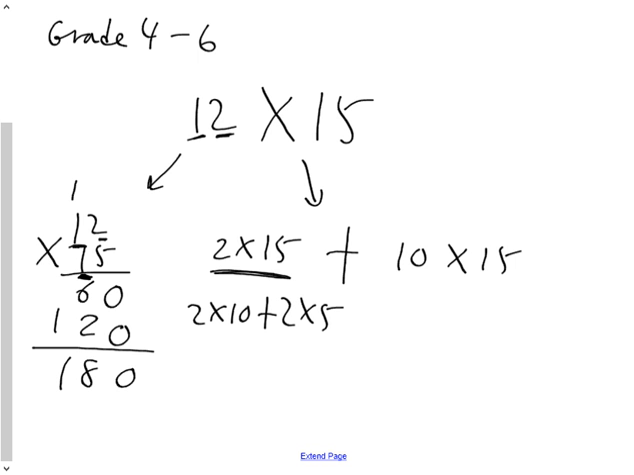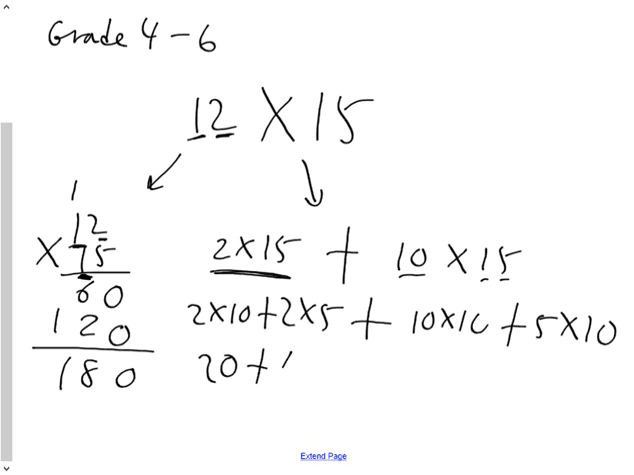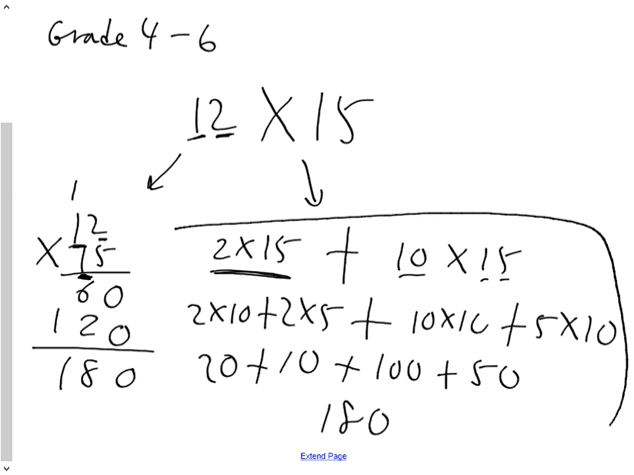Two 15s is really two 10s and two 5s. And 10 15s can be 10 10s and 5 10s. If I think about 10 times 15, I would have 10 10s and 5 10s, or 150 altogether. So when we simplified this, we would have 20 plus 10 plus 100 plus 50. And when we added all those together, we would end up with the same answer of 180. How many of you remember that idea? That when you multiply two-digit by two-digit numbers, you're really having the sum of four different parts. If you don't remember this part, hopefully it makes sense.